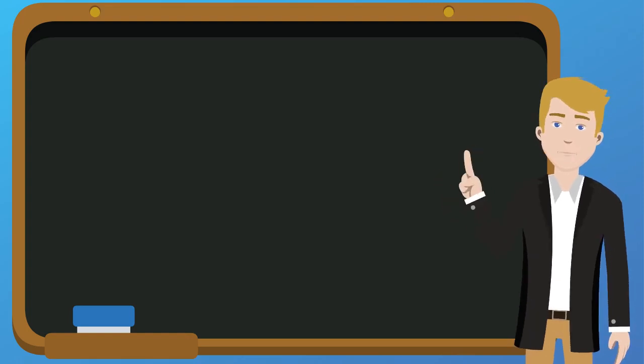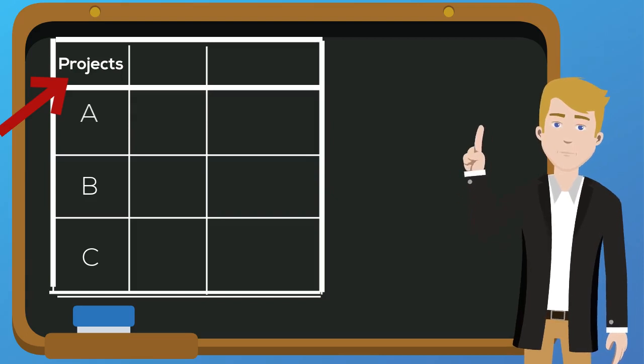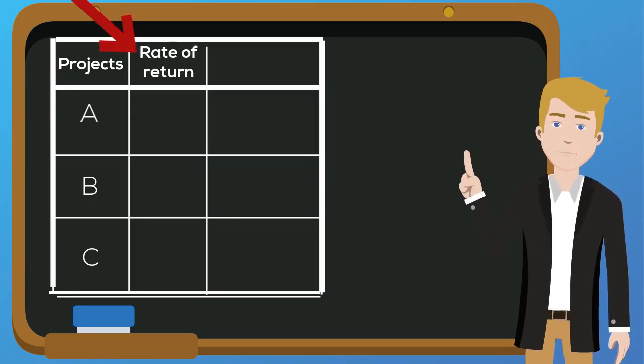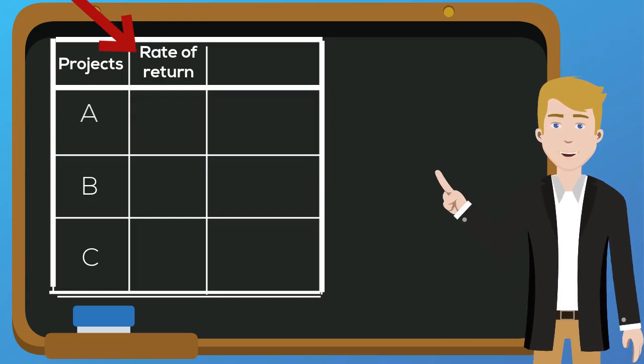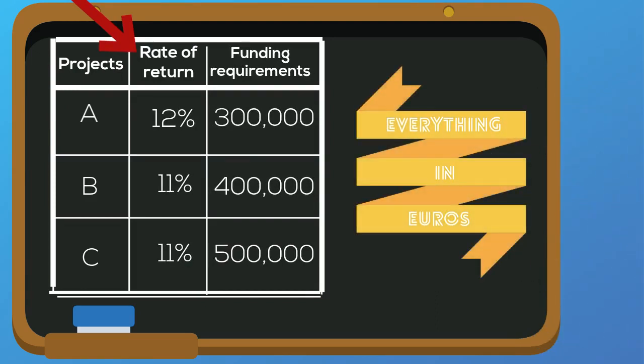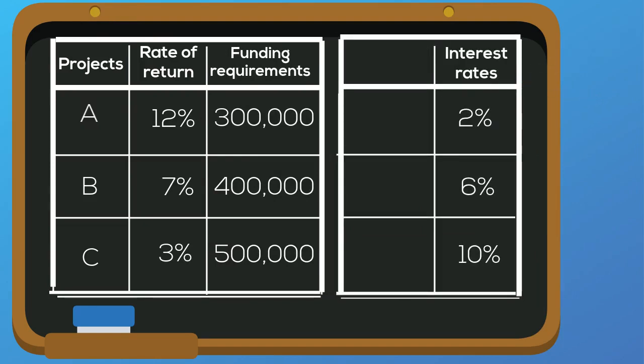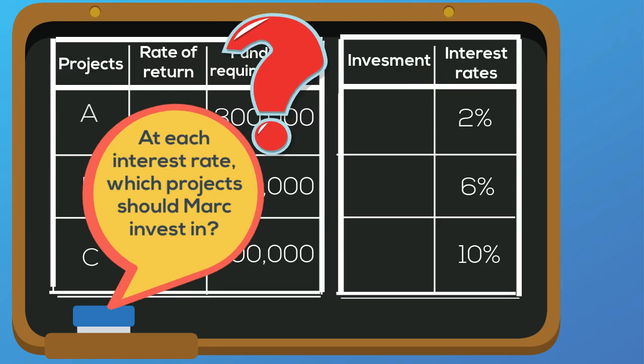So, here are Mark's possible investments. The decision to invest is based on the interest rate and the expected rate of return of the three projects. This table shows the expected return and the funding required for these projects. And to the right, we have the interest rates listed. Now we will compute how much investment will be made at each interest rate. At each interest rate, which projects should Mark invest in?